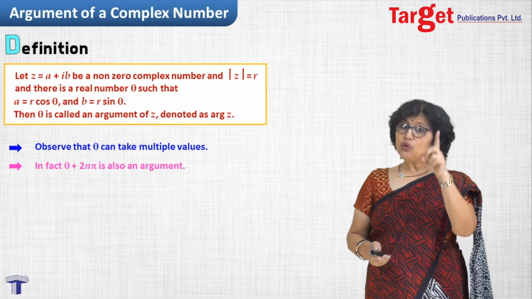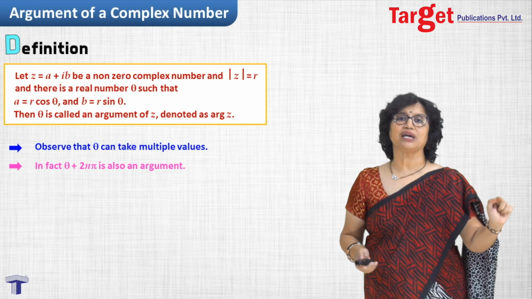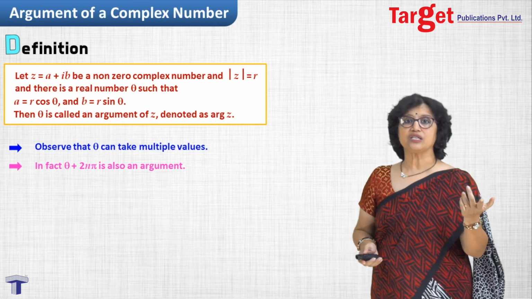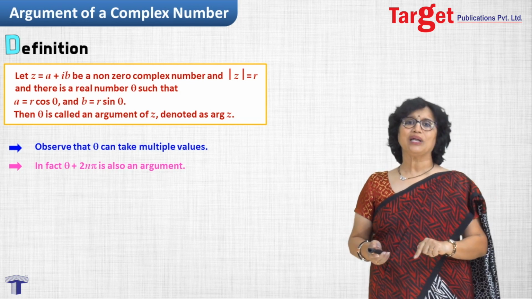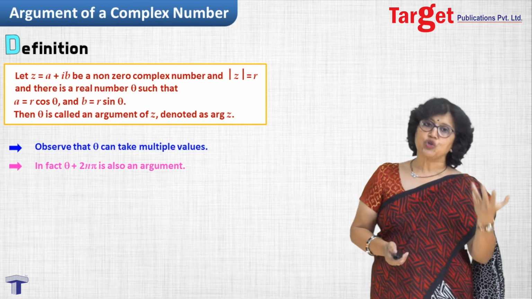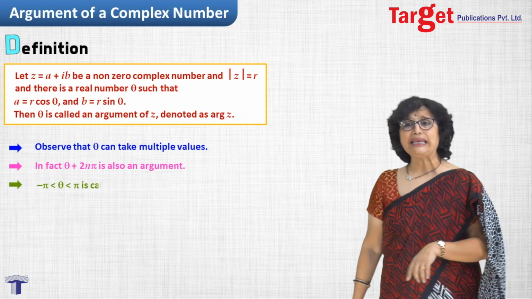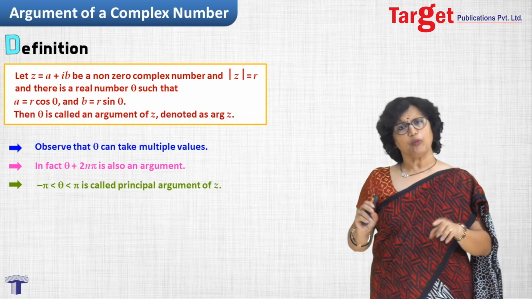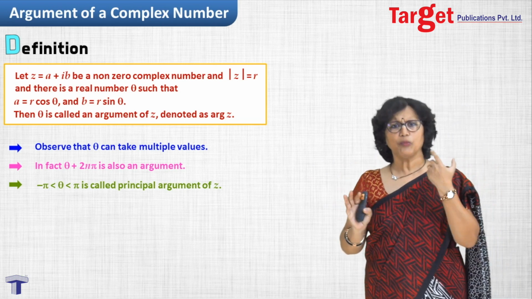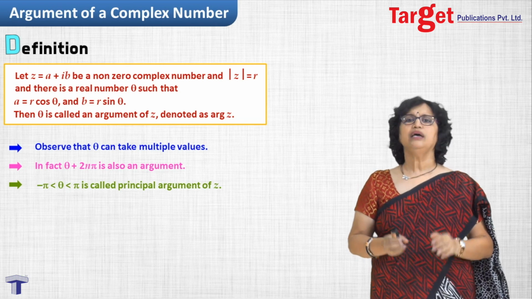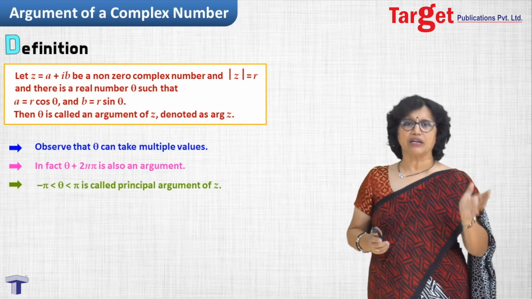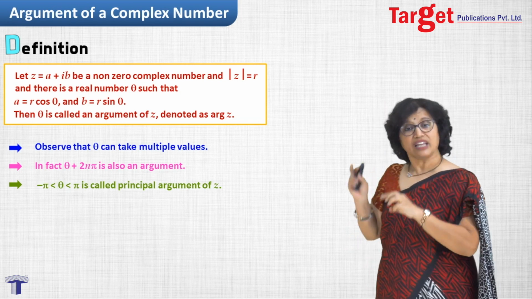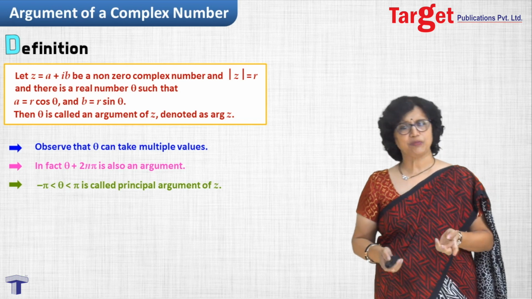Secondly, also, if you recall in trigonometry, we have seen sine and cosine functions are nothing but periodic functions. So if theta is a value which satisfies, then theta plus 2n pi is also another value which will satisfy. So that also will be called an argument. Next, if theta lies between minus pi and pi, then that is called principal argument. This is a special name given to particular theta which lies between minus pi and pi. Frankly, theta can have multiple values. This you must understand. And if question is regarding principal value, then you will have to search theta which is between minus pi and pi.